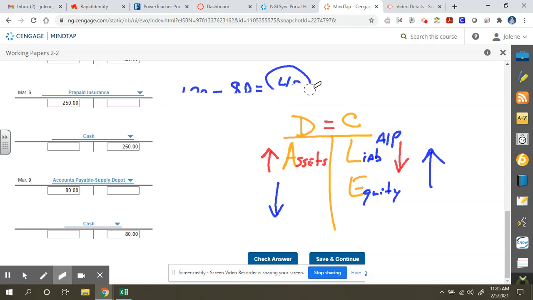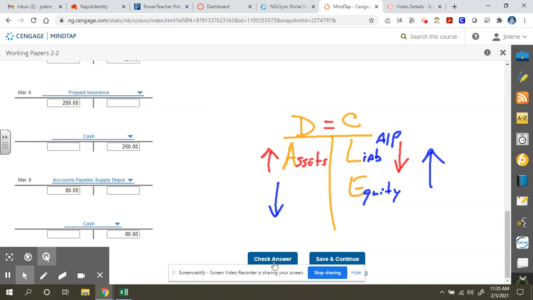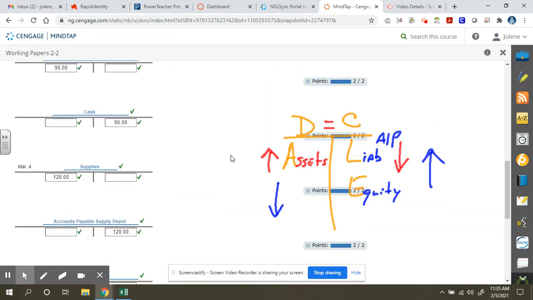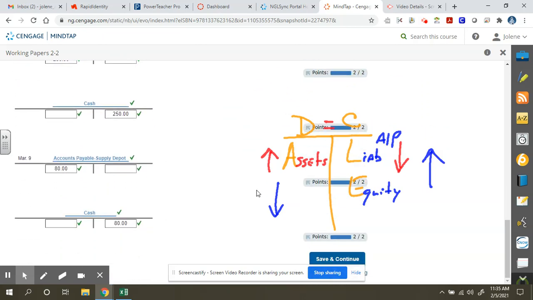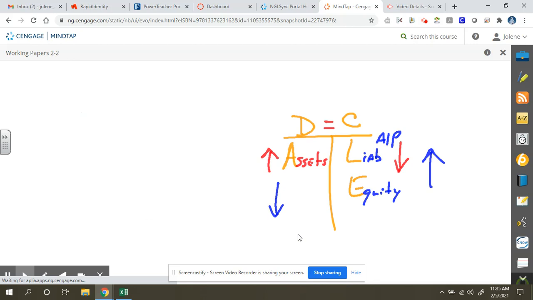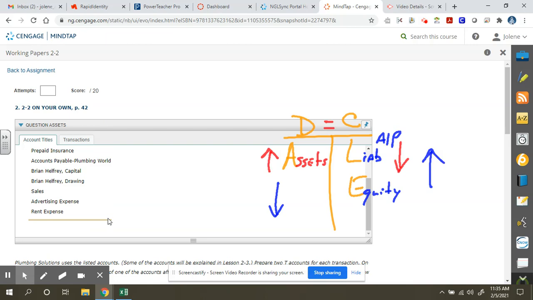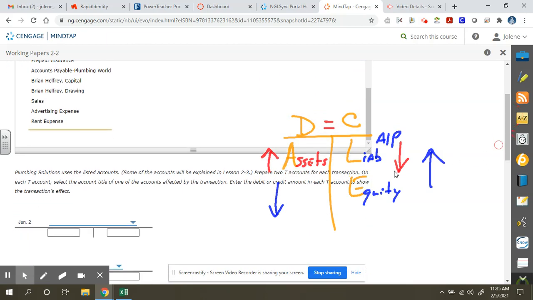Okay. So let's check answers. Got a 20 out of 20. All checks. Now you can go to Save and Continue. It takes you over to the On Your Own, which works the same way, only this time you're using a different company. Process is the same, Plumbing Solutions. All right, so go at it, practice it, practice it. It'll get easier the more you practice it, and I'll see you next time. Bye.